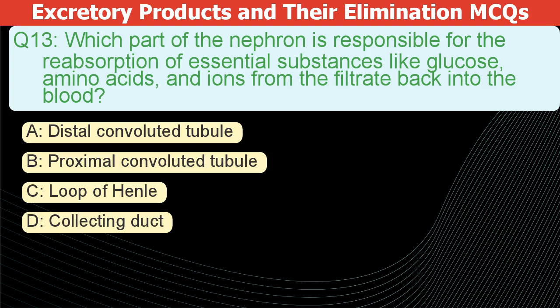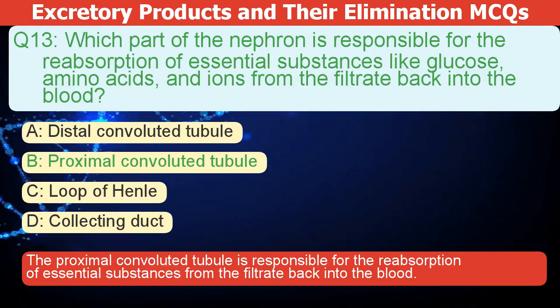Which part of the nephron reabsorbs essential substances like glucose, amino acids, and ions from the filtrate back into the blood? A. Distal convoluted tubule. B. Proximal convoluted tubule. C. Loop of Henle. D. Collecting duct. The correct answer is B. The proximal convoluted tubule reabsorbs essential substances from the filtrate back into the blood.